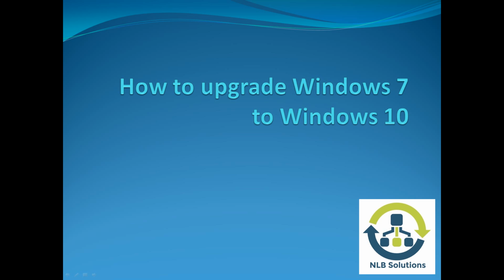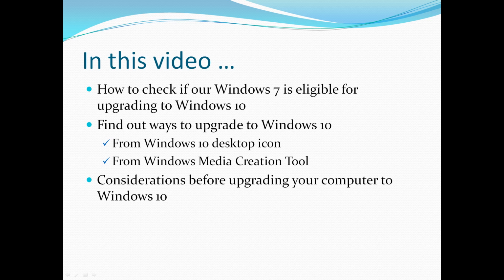Today I'm going to show you how you can upgrade your Windows 7 machine to Windows 10. In this video we are going to check if our Windows 7 machine is eligible for upgrading to Windows 10. The process is similar with Windows 8 machines, so you can use this process if you have Windows 8 currently installed as an operating system on your computer. We are going to find out ways to upgrade to Windows 10.